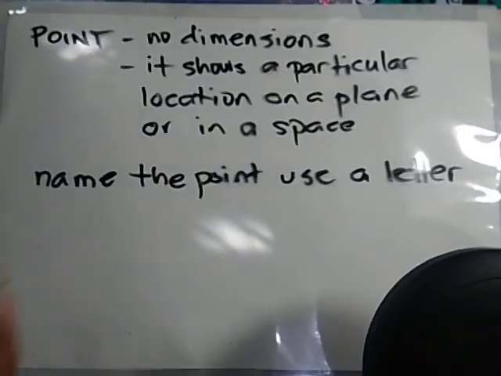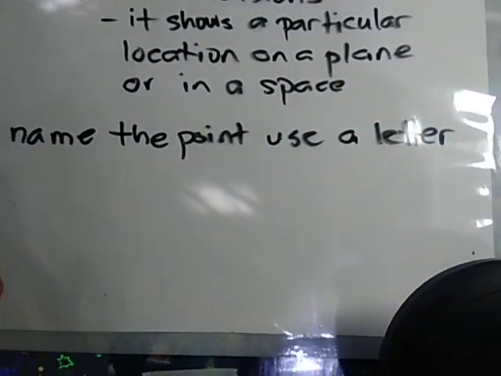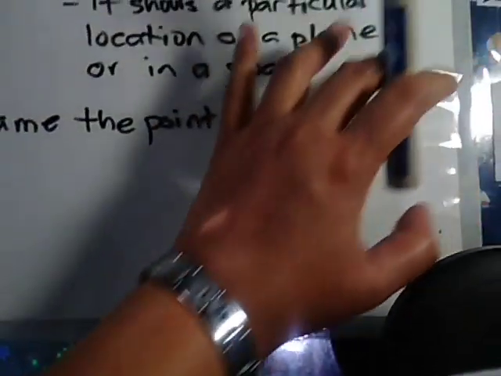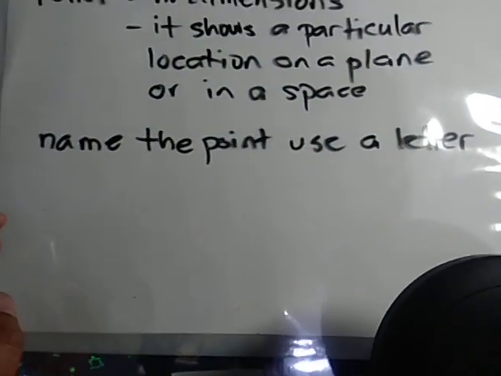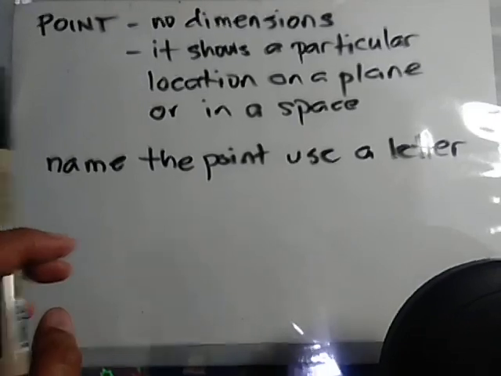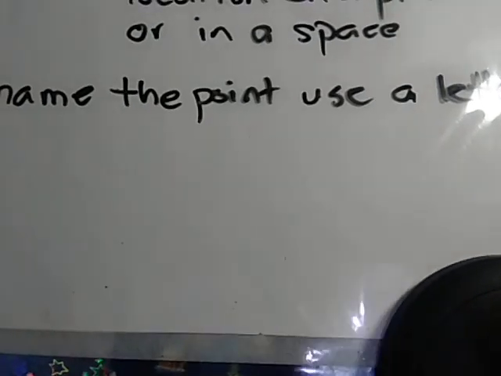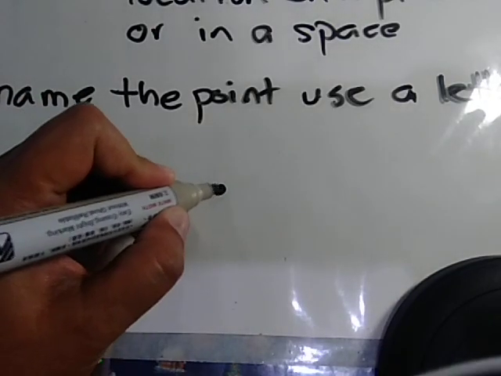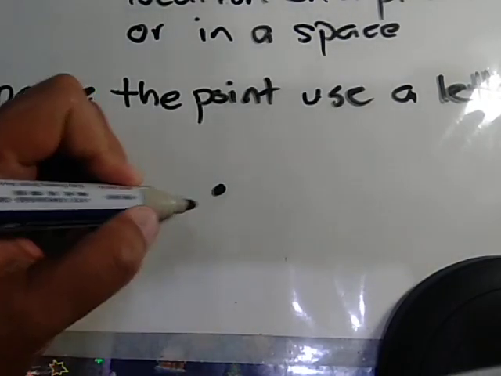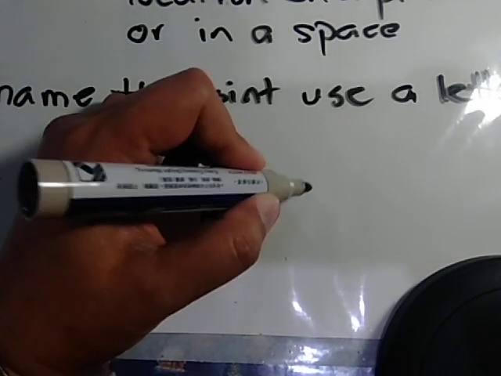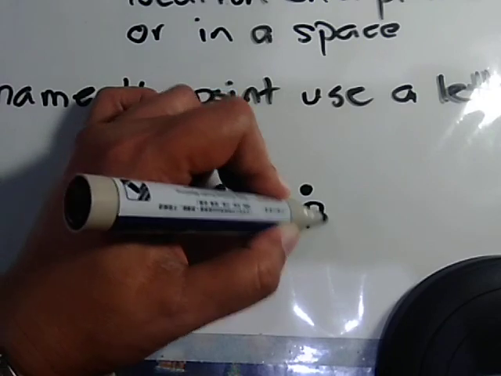Now, let's take, for example, this piece of paper. When you name the point, you use a letter. So in this particular piece of paper, let's take that as a plane. Now, when we use the point, we just indicate this particular location. So this could be point A. This one could be point B.